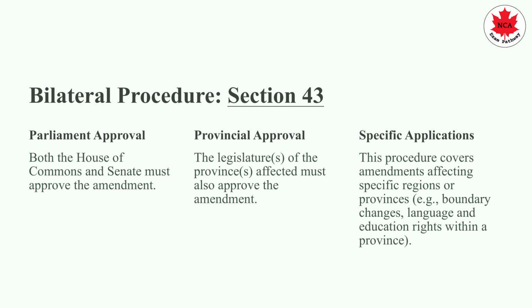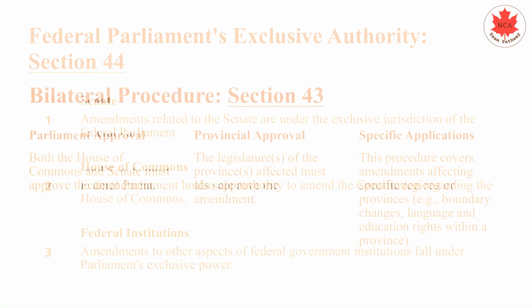This procedure requires the consent of the federal government and the affected provinces for amendments that are regional in scope and not applicable to the entire country. It applies to the amendments that are limited to specific regions or provinces, particularly in areas such as changes to the boundaries of the province, language rights in a particular province, or amendments to the educational rights of the religious or linguistic minorities in a specific province.